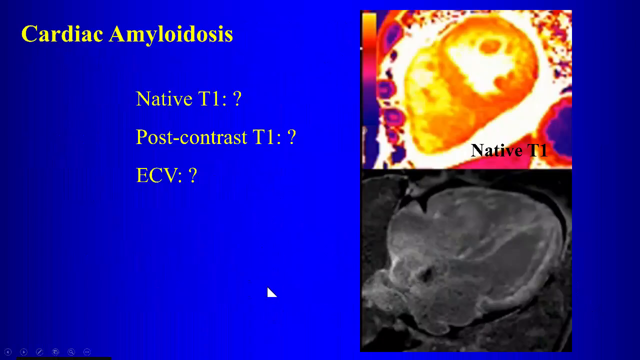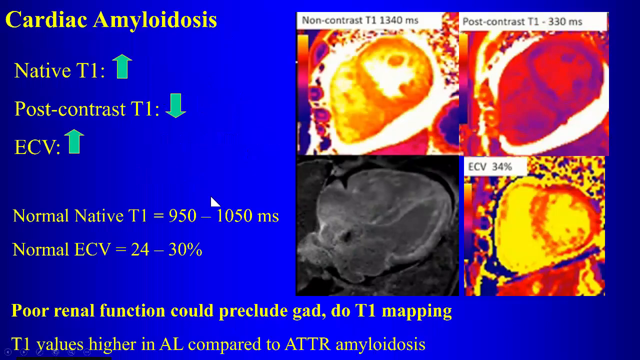So what happens to the native T1 in cases of amyloid? Goes up. Post-contrast T1 goes down, right? Remember, amyloid causes enhancement. And the extracellular volume fraction increases. Yep. So just what you would expect from pathology, right? So that's what's going to happen with amyloidosis.